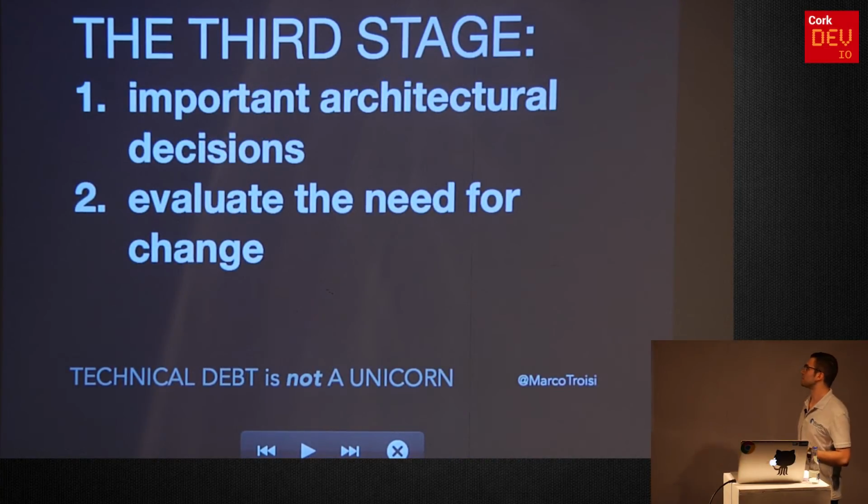So summarizing the third stage, this is the stage for important architectural decisions, and this is the stage when you should probably sit down and evaluate the need for change, evaluate every component, every part of your software and say, is this going to work? Is this going to take us where we want to get? Or do we need to change something?